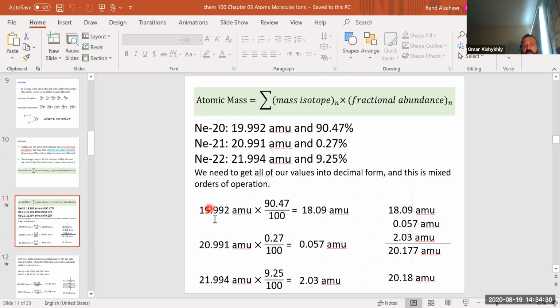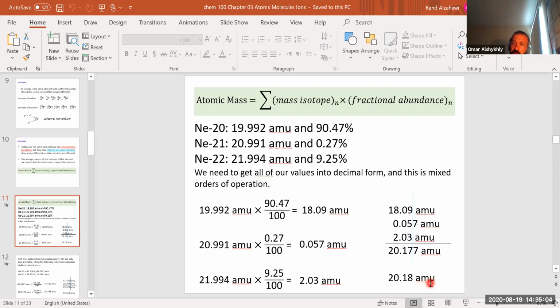So look at here, you will multiply the mass of the first one times the percentage. Be careful, guys, this is a percentage. So this is 90.47 divided by 100. Don't forget it, it is a percentage, okay? I have some students who know what they are doing, but they forget the 100 and they get a wrong answer, so be careful. This is for the first, this is for the second, this is for the third one. Do the same things. Add them together. Look at here, we add them together and we get 20.18 atomic mass unit.